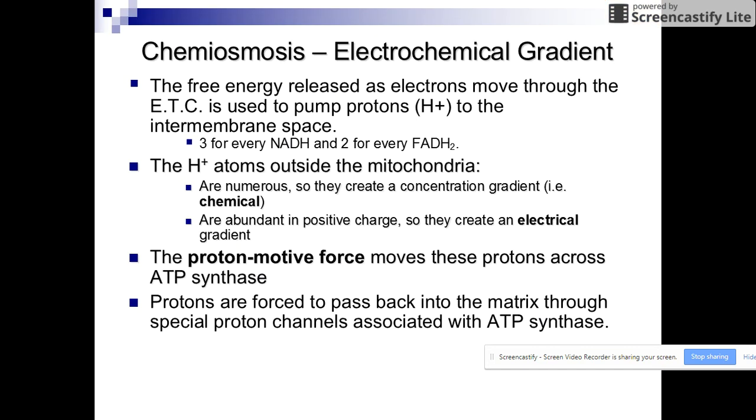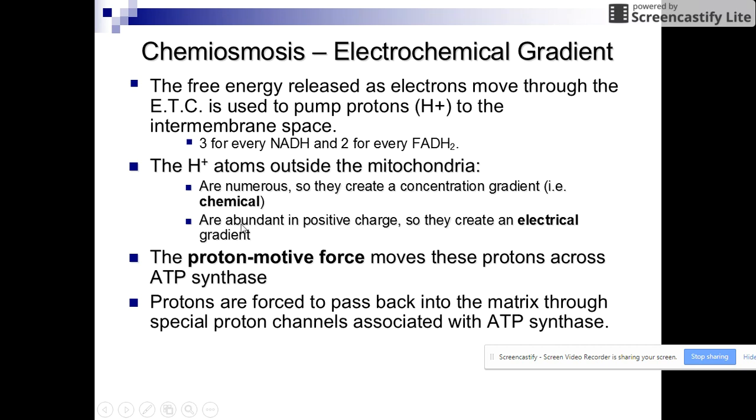And that is important because the ratio of protons pumped across to ATP being produced is 1:1. Every proton that gets pumped across is going to come back through the ATP synthase, and that's going to produce ATP. So because the NADH pumps 3 protons across, it's going to produce 3 ATP, and the FADH2, because it only pumps 2 across, is only going to produce 2 ATP.